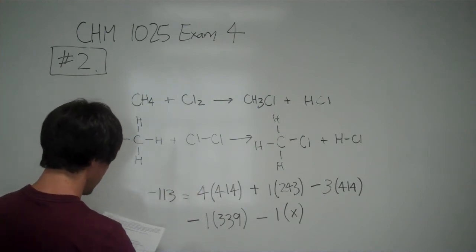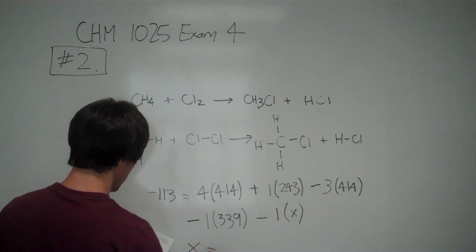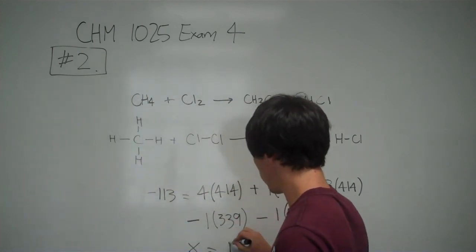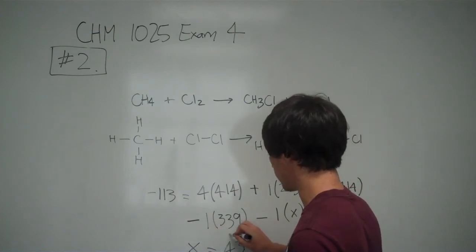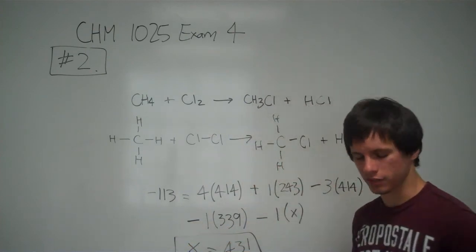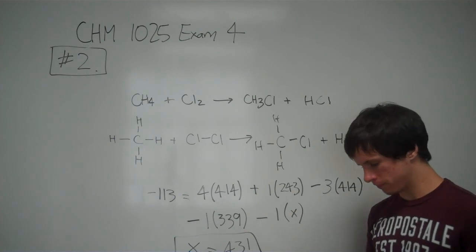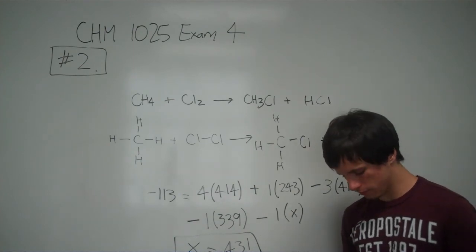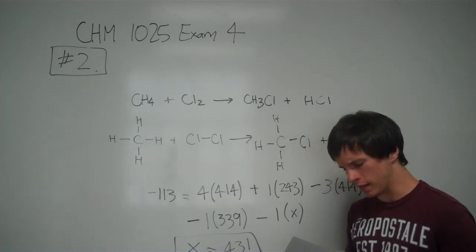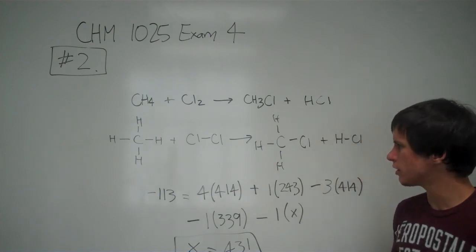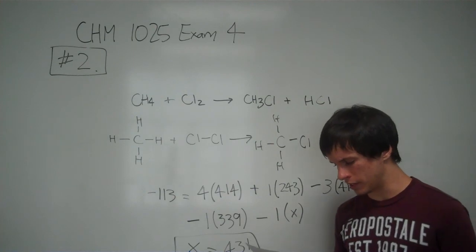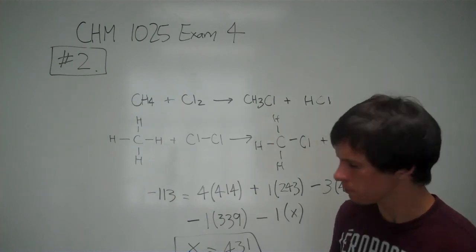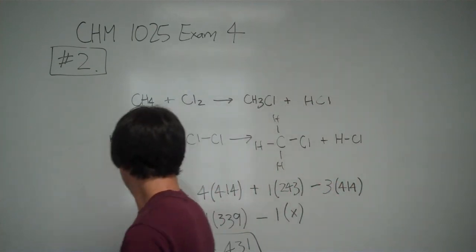And what you should find is that X equals 431. Yeah, X equals 431. So that corresponds to answer choice 5 on your test. And what you should note is that bond energies have to be positive. So answers 1 and 3 are useless.